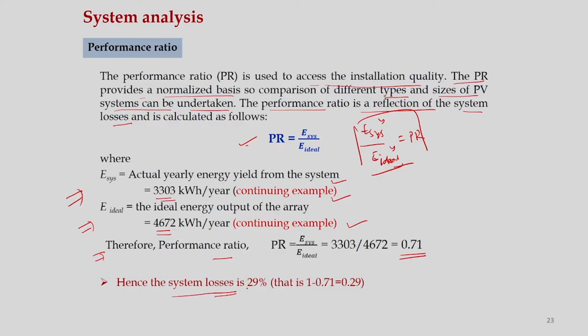What does it mean? The system losses will be 29%, that is 1 minus 0.71 is 0.29. So, by knowing this performance ratio, we can estimate the kind of losses taking place in the entire plant. This is not individual; it tells you the entire losses taking place in the plant. This is one of the very important parameters for a grid connected PV system performance analysis.